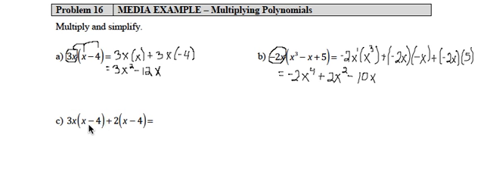This last one, I have 3x times x minus 4 plus 2 times x minus 4. So that's going to be 3x times x plus 3x times negative 4. That's the first set, plus now 2 times x plus 2 times negative 4.